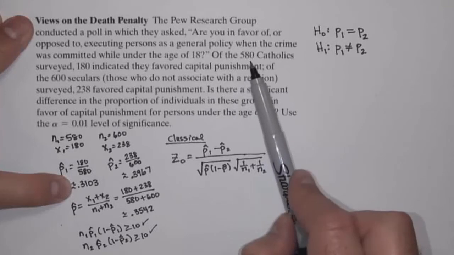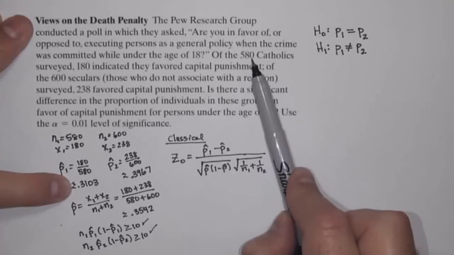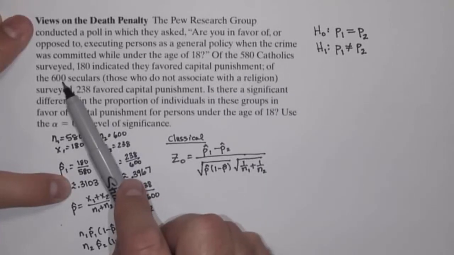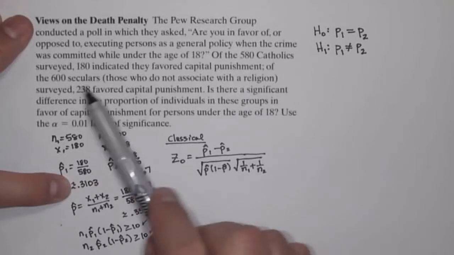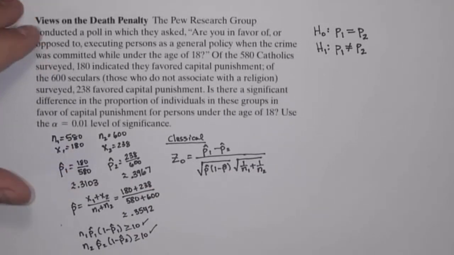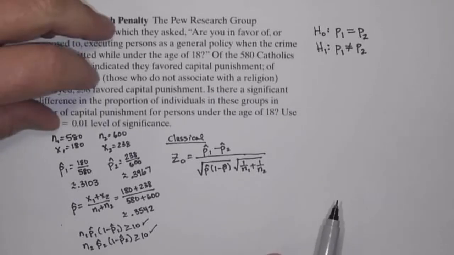I don't know exactly what the population of Catholics is, but certainly 580 is less than 5%. I don't know what the population of seculars is, but certainly 600 is less than 5% of that population. So we also meet the condition of independence within the samples. So we've met our conditions that are required in order to be able to conduct this hypothesis test.